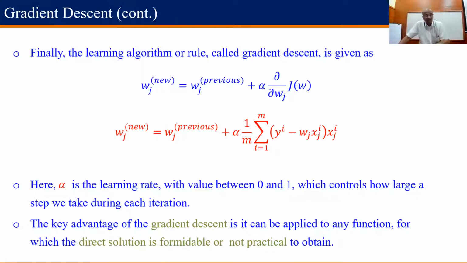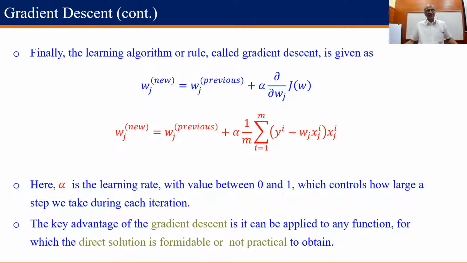Okay. And then when the J goes down to 1e minus 6 or 1e minus 4, you just stop it. So if it misbehaves, it goes up, then you fine tune the value of alpha and proceed and so on. So this is the basic gradient descent, which we have explained for a linear operator. All right. So here alpha is the learning rate with the value between 0 and 1, which controls how large a step we take during each iteration.